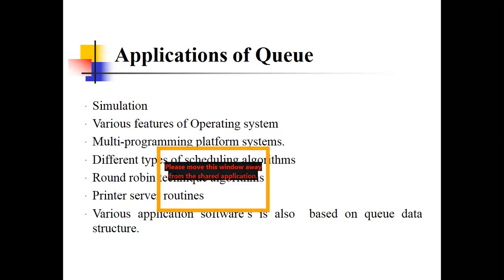Various features of operating system. We also used queue. There are multiple programming platform systems, different types of scheduling algorithms. Last time we discussed in detail about algorithm. I just want to remind you that algorithms are the series of steps to perform a specific type of function. And then we have a printer server routine. Various application softwares are also based on queue data structure.